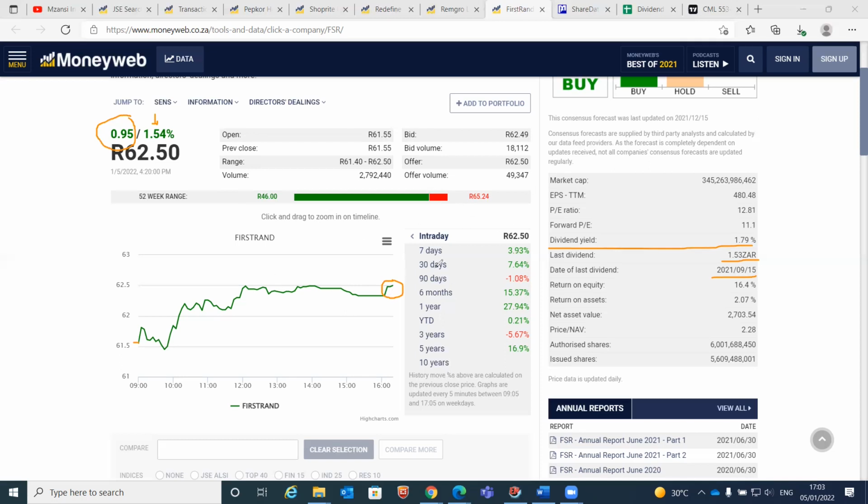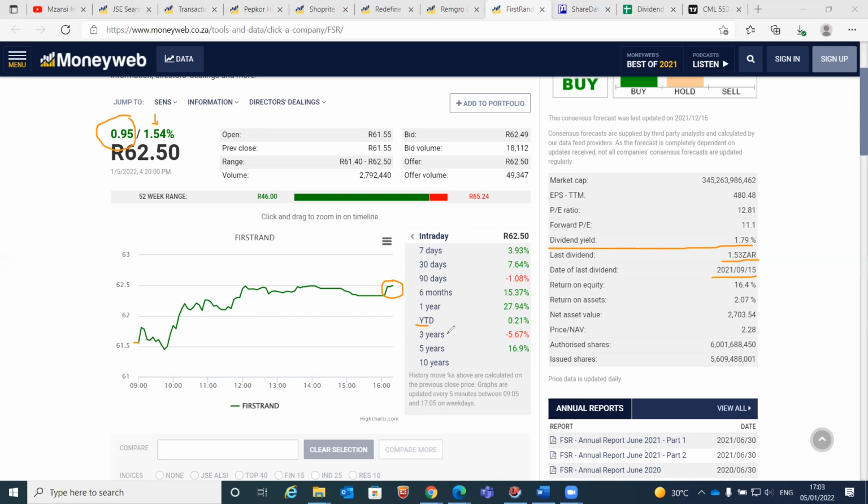I can see what happened, but you can see over a 7-day period it's up by about 4%, over 6 months it's up about 15%, and over 1 year. So meaning that today is the 5th of January. If you go back to the 5th of January 2021, that is 1 year. Year to date, just from the beginning of the trading year. In this case, the market opened on the 3rd of January 2022. So year to date, this is the performance since the 3rd of January 2022.